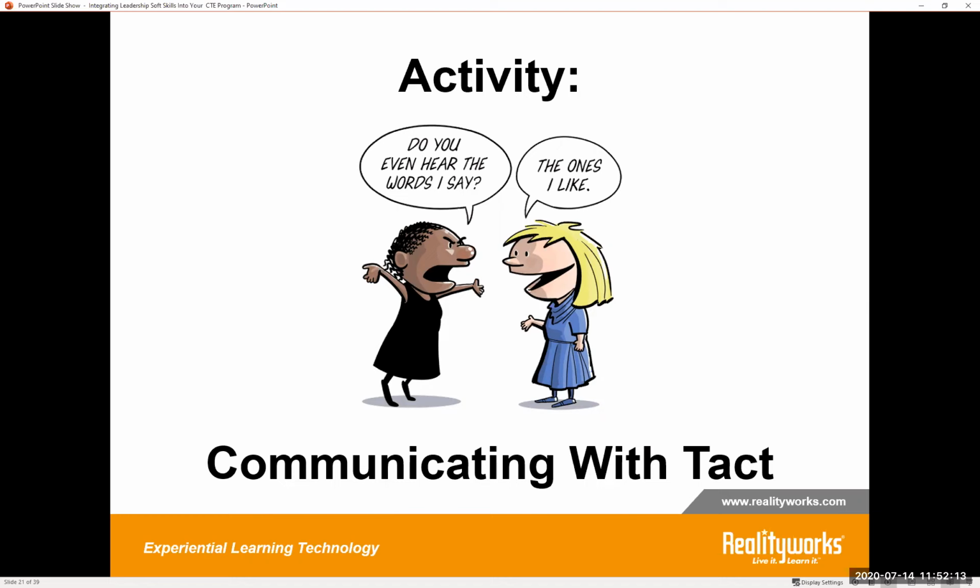So this activity will help students understand what diplomacy and tact are and how to use these skills in the workplace. So you could share the following strategies for communicating with tact. Number one, consider the other person's viewpoint and acknowledge it. Number two, consider cultural differences. Three, be discreet. Four, be gracious at all times. Five, have empathy. Six, be an active listener. And seven, be respectful.